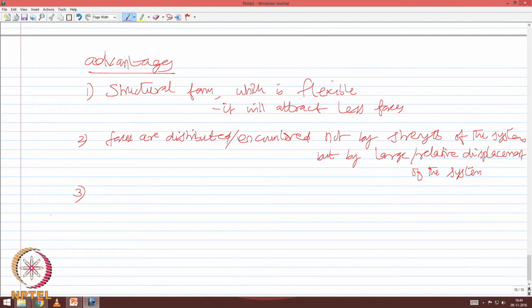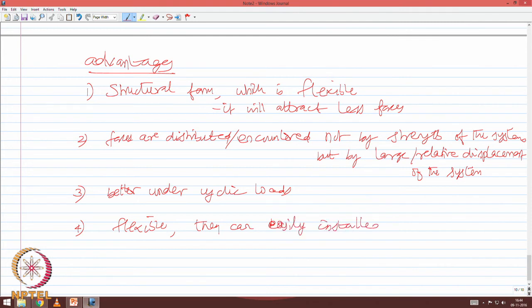Once I say the system is highly flexible and relatively displaced, they are better under cyclic loads. Since they are flexible, they can be easily installed compared to fixed structures. So, early start of production was initiated.